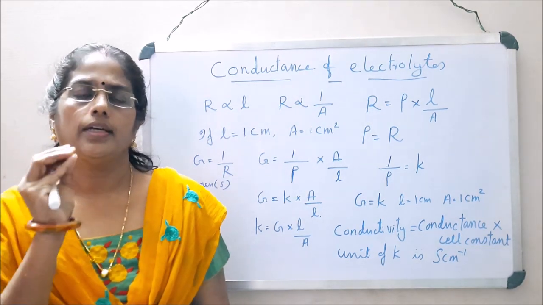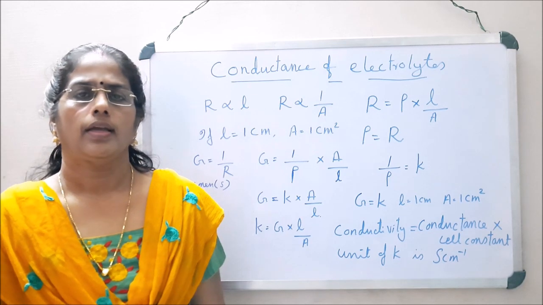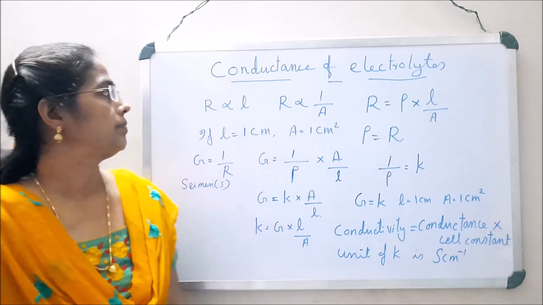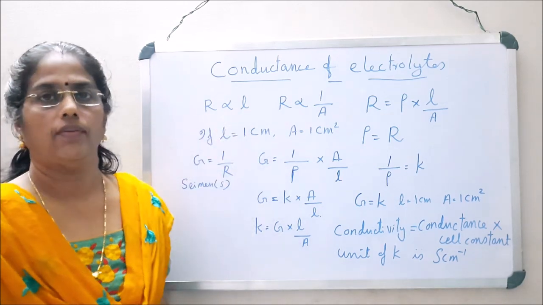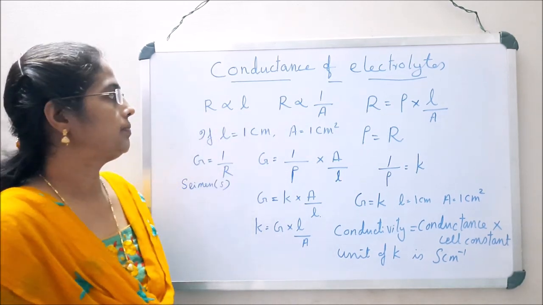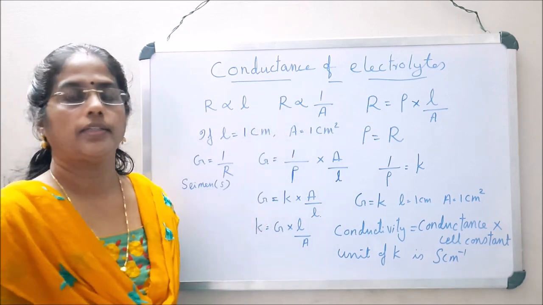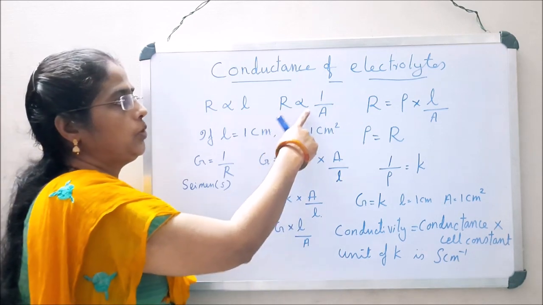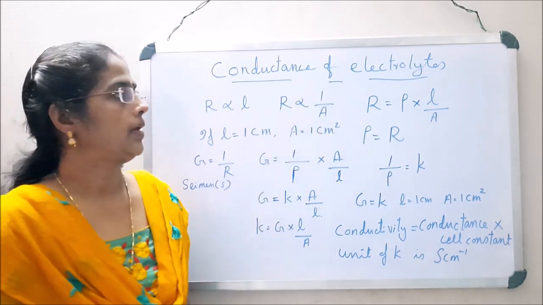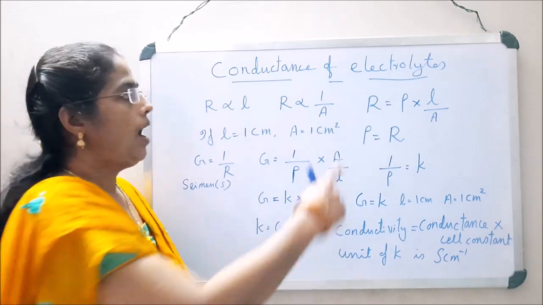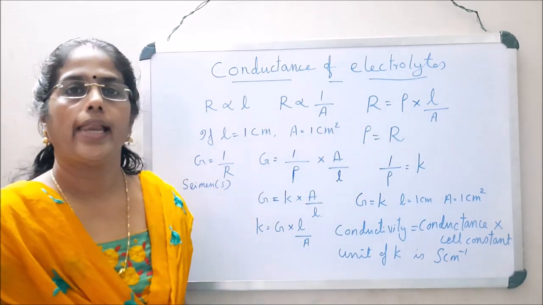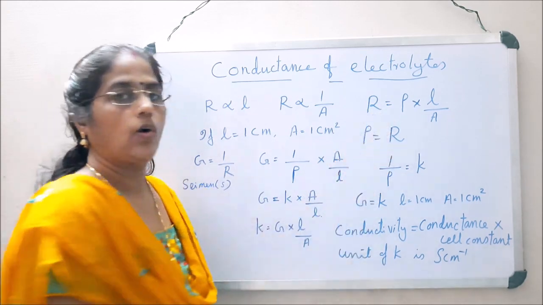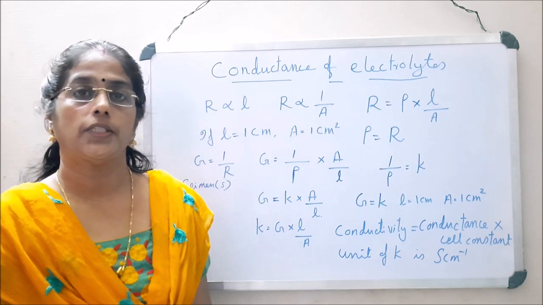When we are considering the resistance of a conductor, the resistance is usually directly proportional to the length of the conductor. That is, R is proportional to L, where L is the length of the conductor. And the resistance of a conductor is inversely proportional to the area of the cross section. R is proportional to 1 by A. Then we can write R is equal to rho into L by A, where rho is the proportionality constant and that can be called the resistivity or specific resistance.